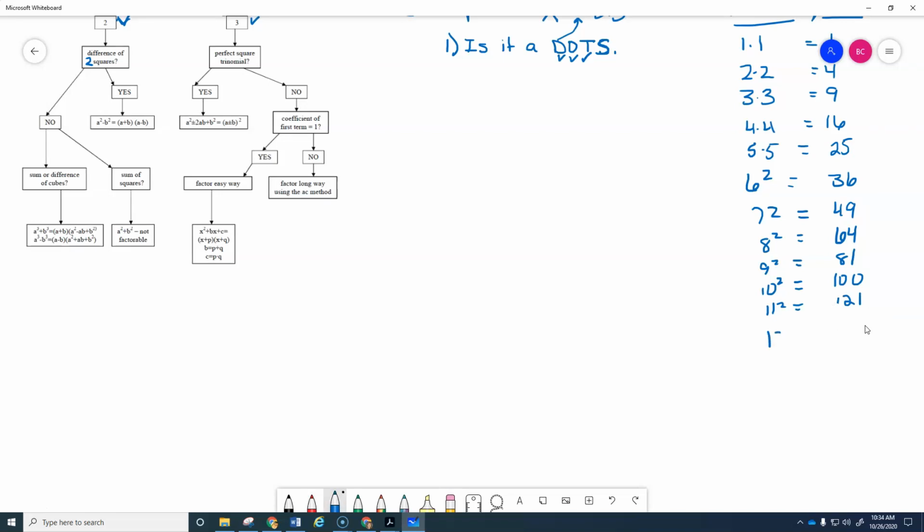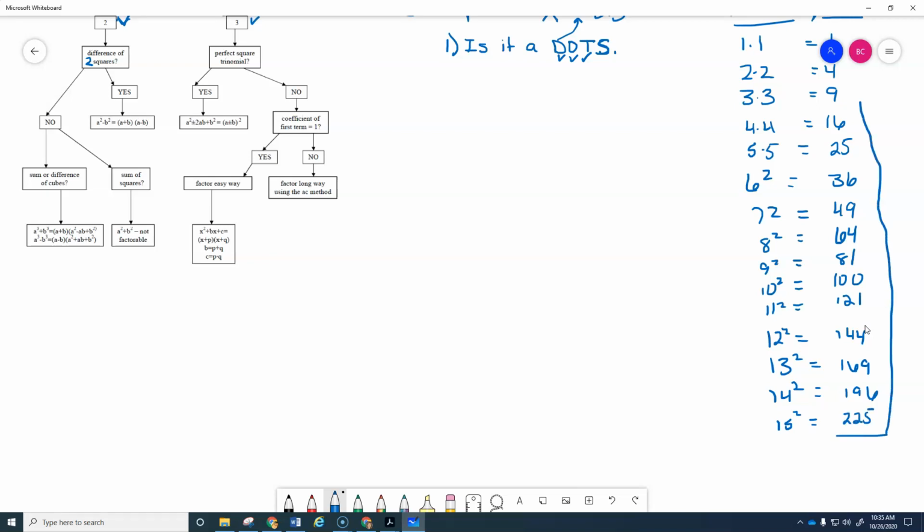12 squared is 144. 13 squared is 169. 14 squared is 196. And 15 squared is 225. This list that I just made is a list of perfect squares. Okay?